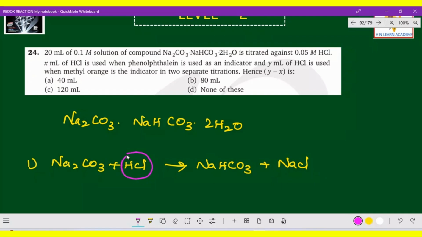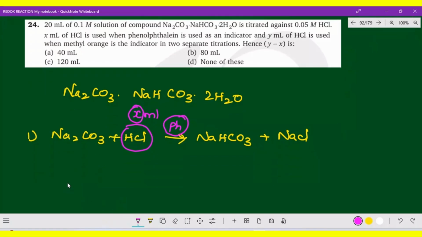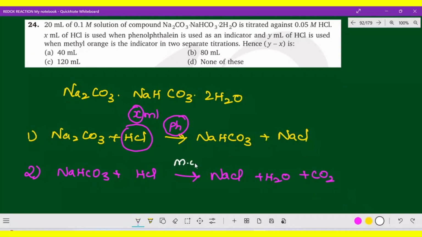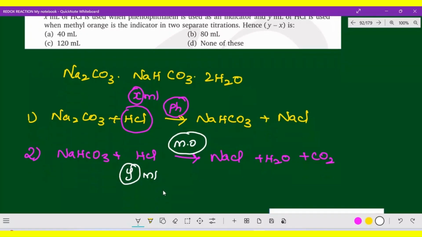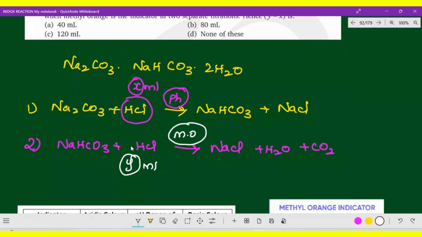So this is the X ml they are using. In that, phenolphthalein is used as an indicator to identify whether the reaction is completed or not. In the second reaction, NaHCO3 plus HCl, you will get NaCl plus H2O plus CO2. Here, methyl orange is used as an indicator, and Y ml is used.